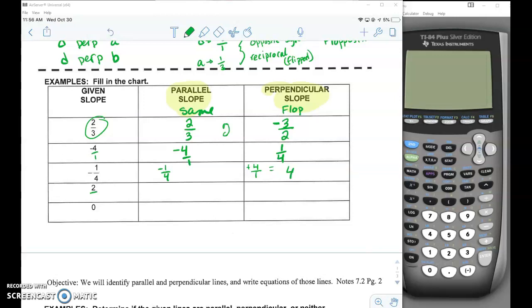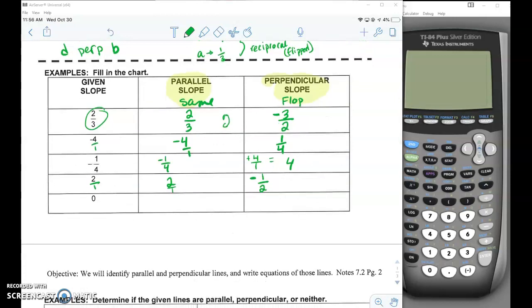A slope of 2, parallel is the same, slope of 2. Remember, this is a whole number, so 2 over 1. To change it to perpendicular, flop it, so opposite sign, and flip it over, 1 over 2. Negative 1 over 2 is our perpendicular slope.